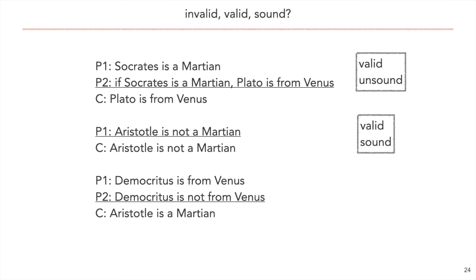Aristotle is not a Martian. So this looks like a terrible argument, but it is, if you think about it, valid. It's valid because it's not possible for the premises to be true and the conclusion false, simply because it's not possible that the premises are true. So the argument is valid.